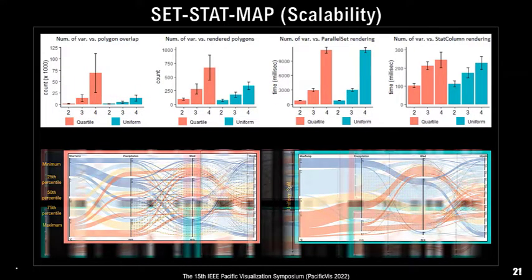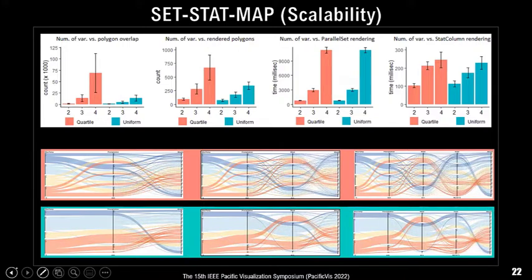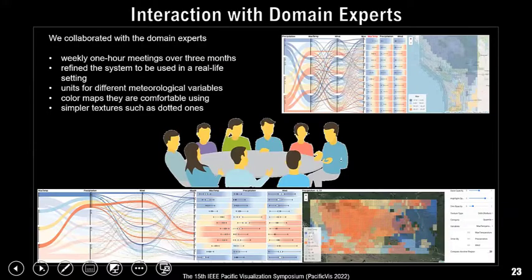The next thing that we examined is how much does it scale if I increase the number of axes. Now, as we saw from the experiment, up to 4 axes, that means 4 plus month, that is 5 axes, you can interact with the SETSTATMAP quite well, and the rendering time is quite fast. But if you go beyond 5 or more variables, then the interaction becomes quite slow. We did interact with the domain experts to evaluate our technique.